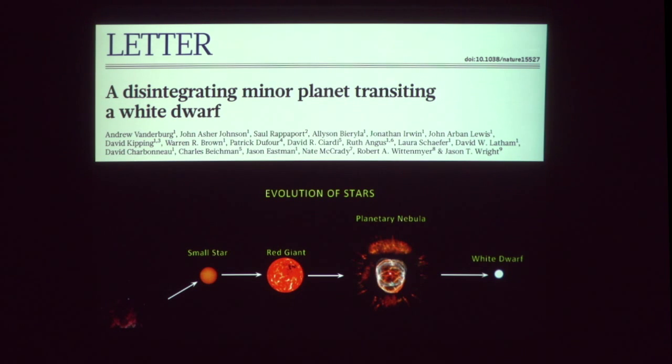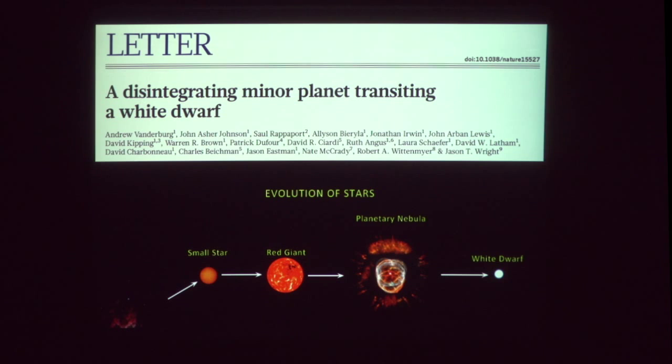Okay, on to one of the stories that I've got here for today. This is an article that came out about a disintegrating minor planet transiting a white dwarf. And by a minor planet, we mean something on the order of an asteroid, or at the largest, maybe something the size of our largest asteroid, Ceres, around a white dwarf.